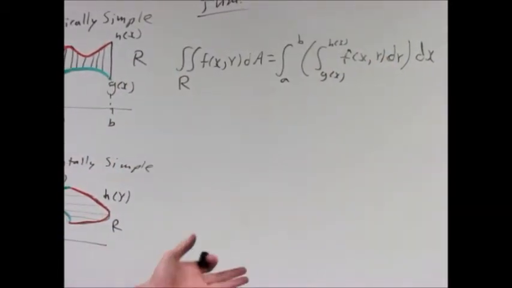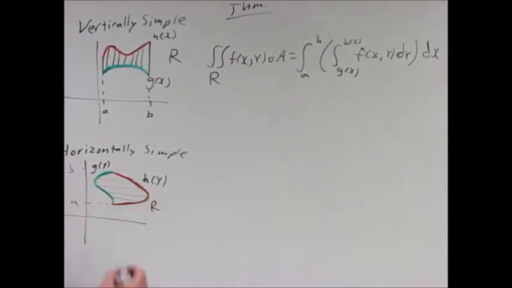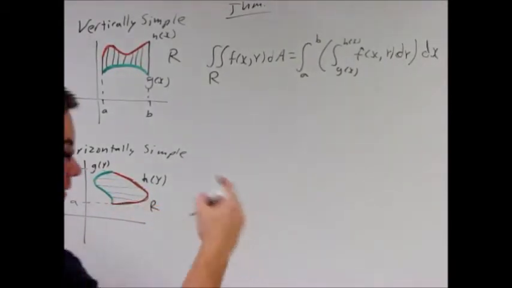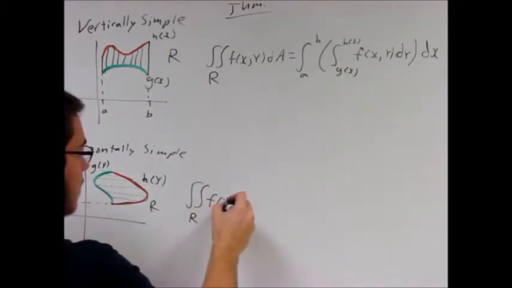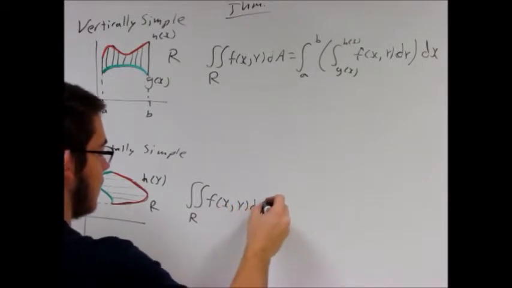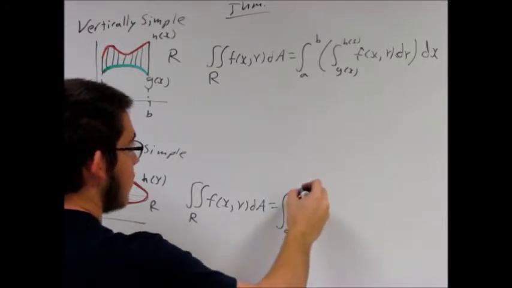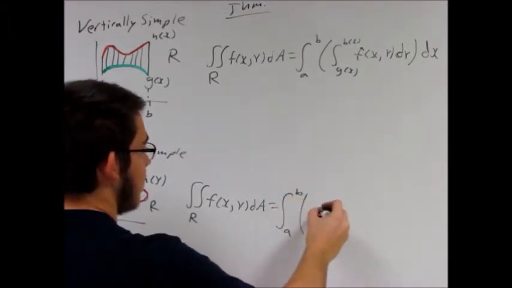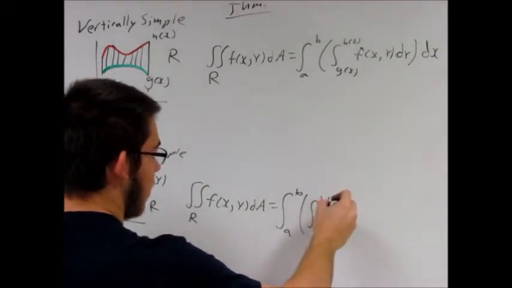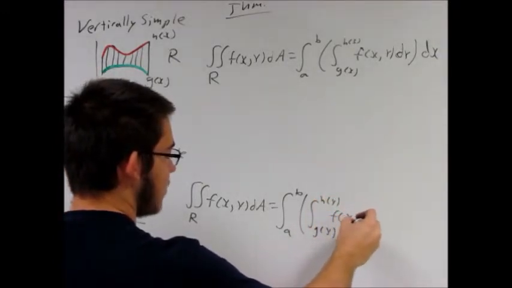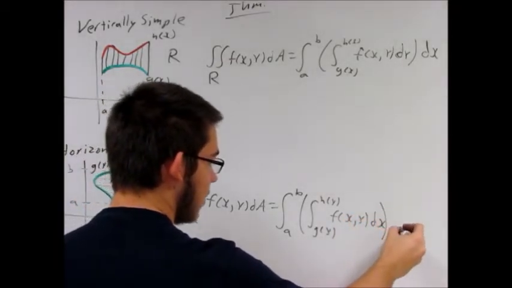And for horizontally simple, you just reverse the order. You're going to slice in this direction, the x direction first, so you're going to have dx on the inside. So the double integral dA is equivalent to an iterated integral from g of y to h of y of f of x, y dx first, then dy.